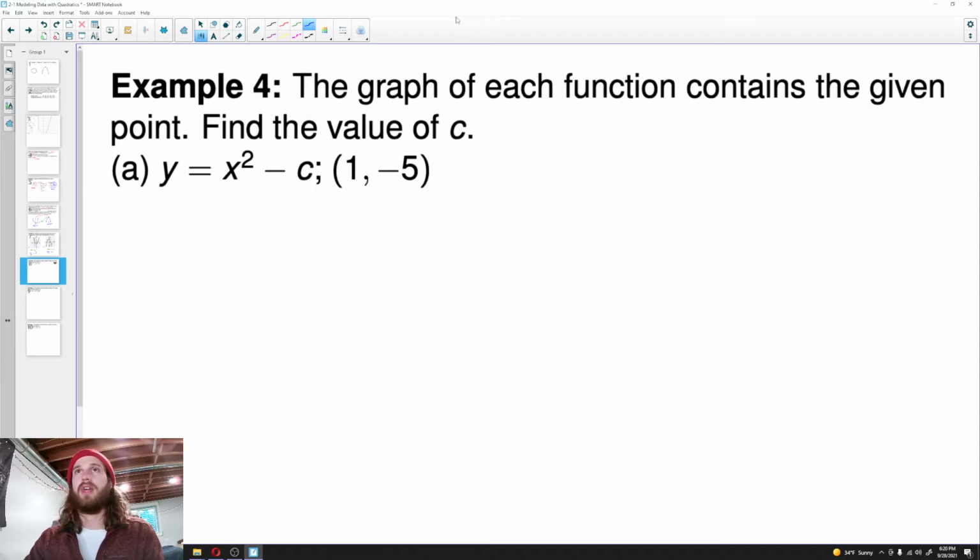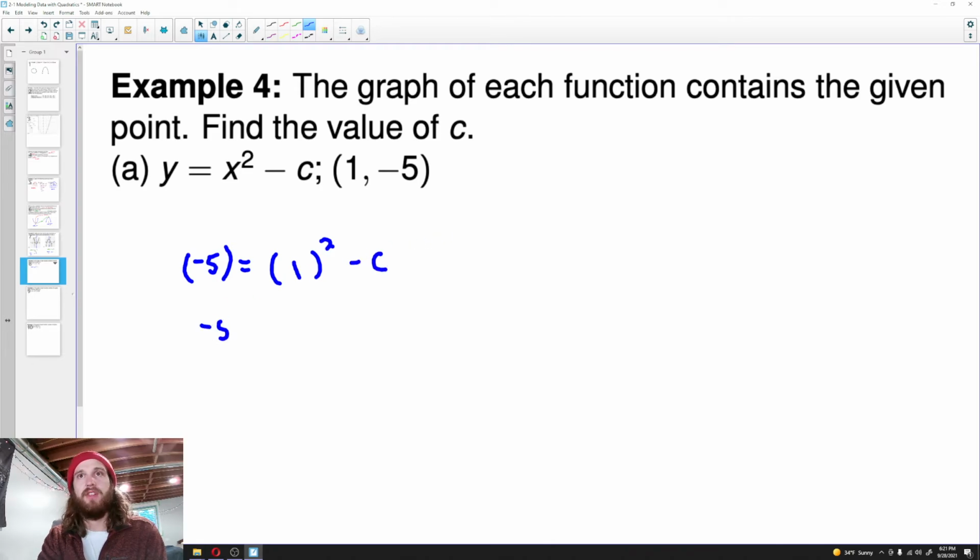So let's now do that with the following equation. How do we do this algebraically, to find c? Well, we know that any point that's on a line is going to make the equation true when we plug in x and y values. So all we have to do is plug in our y value, -5 for y, and then plug in our x value, 1 for x, and then we're going to solve the equation.